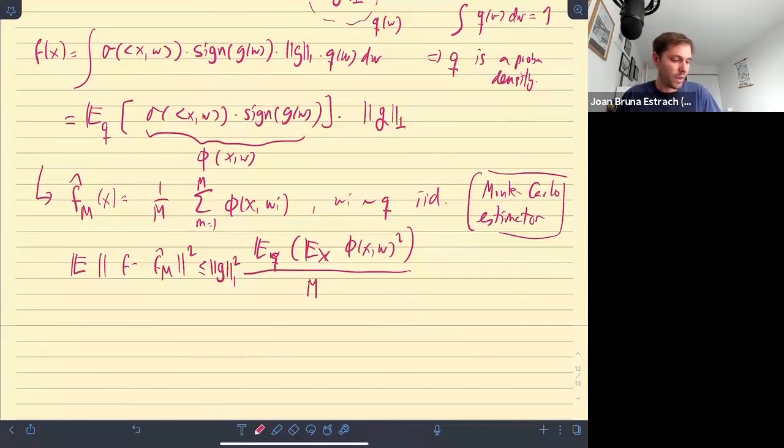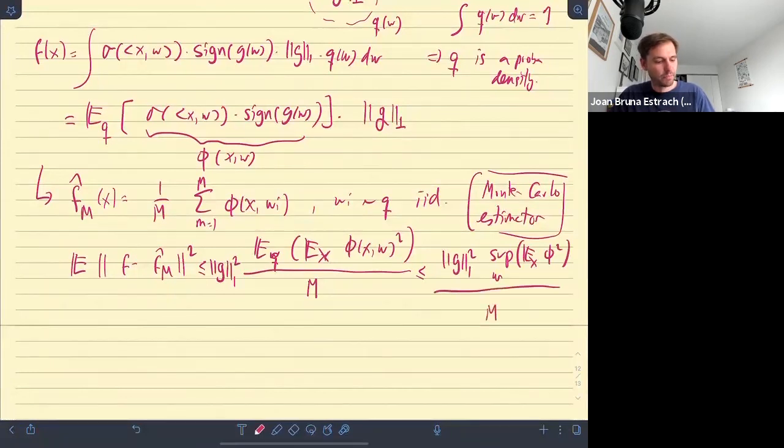Okay, and so now I can just turn out that this thing, in fact, is just controlled by the L1 norm squared, and I can maybe just take the sup over my parameters of this expectation over x divided by m. Okay, and so now here, where is the dimensionality of the problem, right?